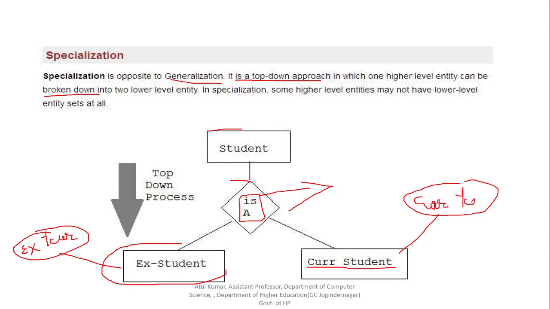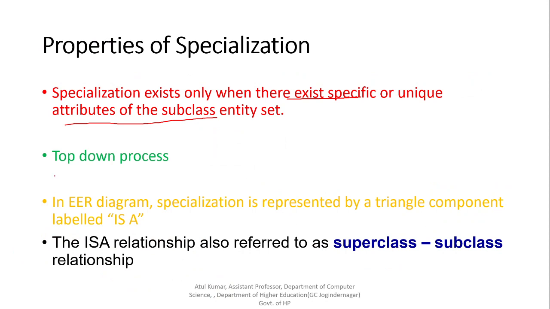So this one is a unique attribute that is only related to this kind of entity. So current year is related to this current student, and ex year is related to this ex student. So if these kinds of attributes are available, only then we can go for specialization, and we divide or break the entity into two or more lower level entities.